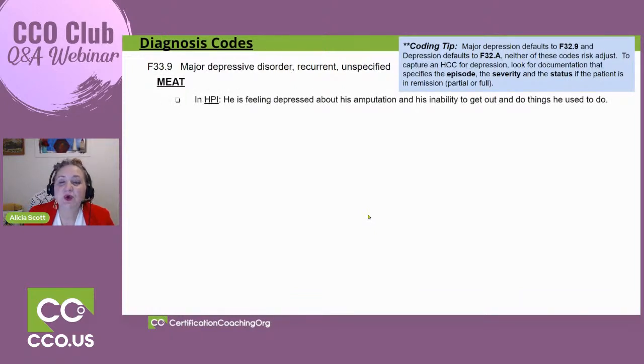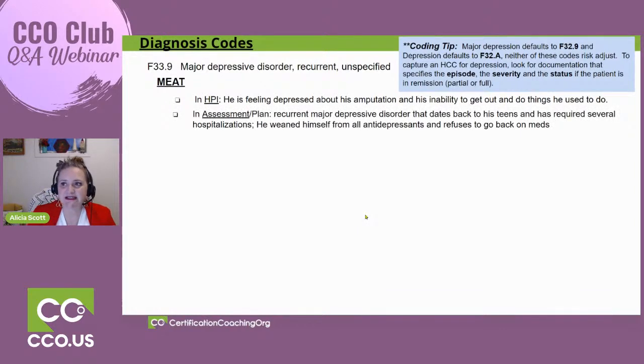Aren't these little animations fun? So what's our meat? HPI. He's depressed about the amputation. Inability to be able to do what he was doing before. Assessment and plan.